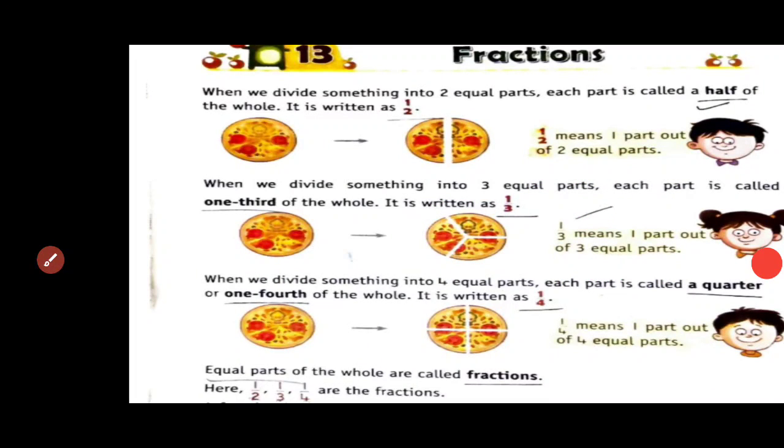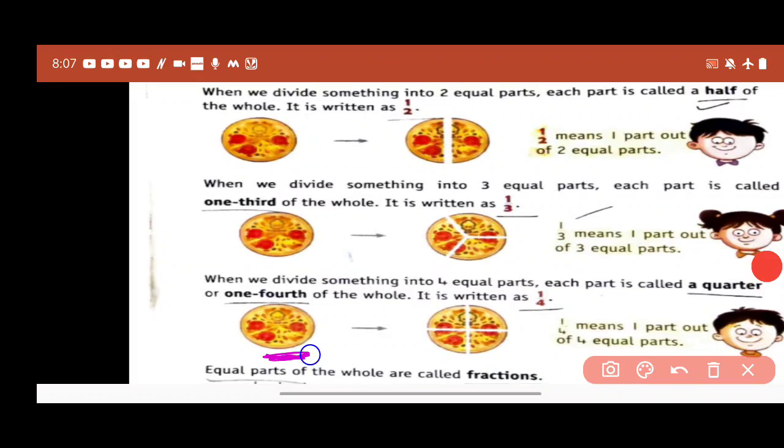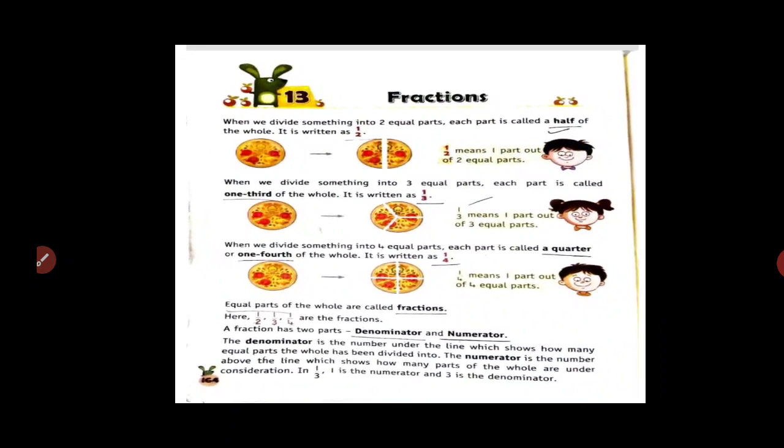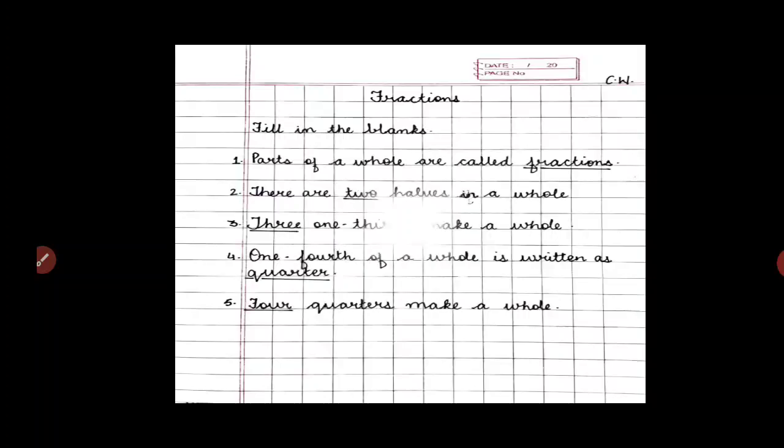Similarly, if you divide something into 4 equal parts, each part is called the quarter of the whole. See over here, this is the whole pizza. If you divide the pizza into 4 parts, each part is called the quarter. And you write it as 1 upon 4. Right children? So basically, equal parts of whole are called fractions. And a fraction basically has two parts, denominator and numerator, as we just studied, right? The number above the line is called the numerator and the number below the line is called the denominator, right?